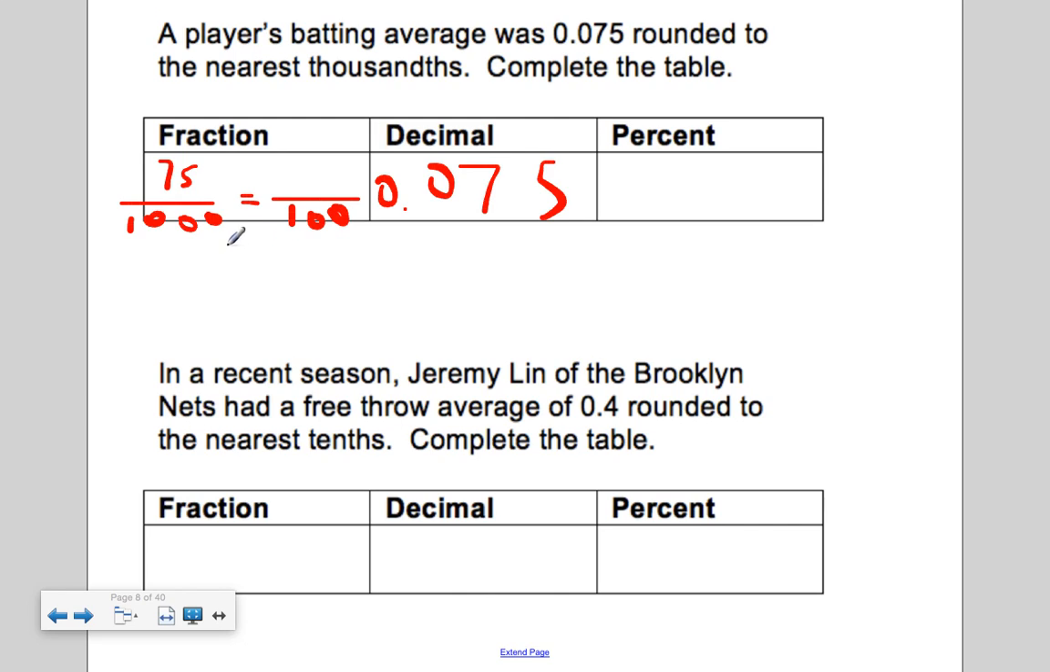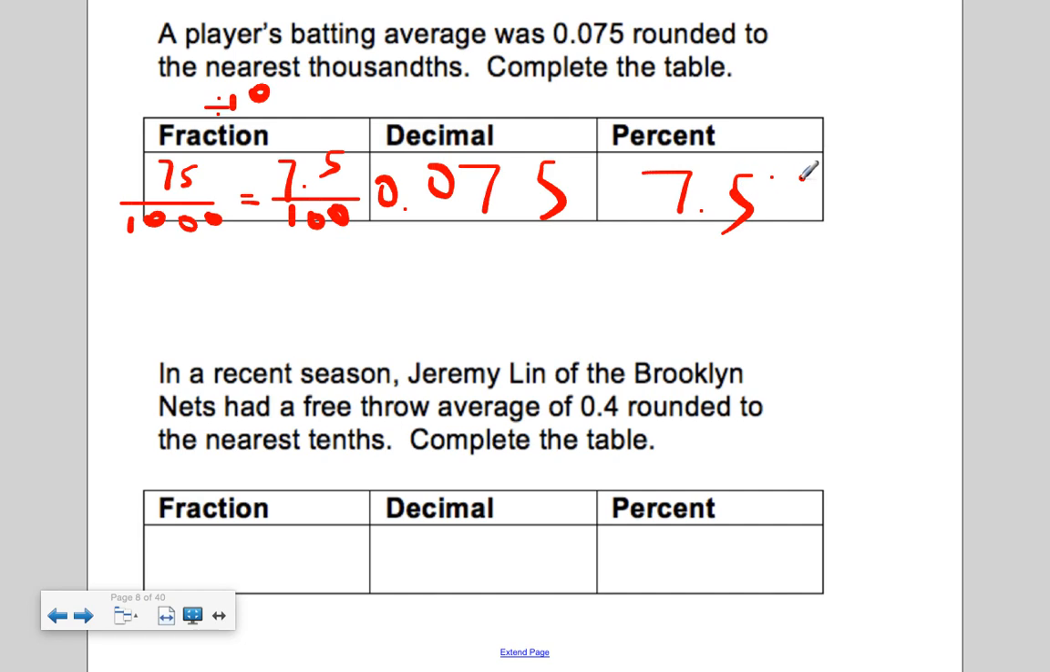Do you know a pattern? I could divide by 10. So I can divide by 10. Hence, that would be 7 and 5 tenths. Some of you may say, to turn 1,000 to 100, I move the decimal one over. That is why I got that. So the percent is 7 and 5/10%.